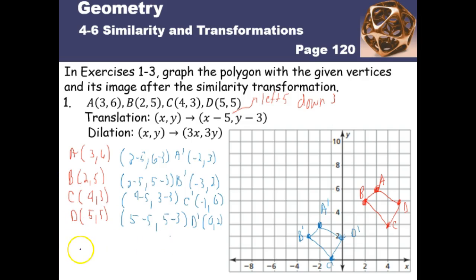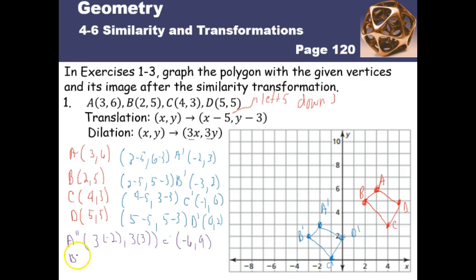Okay, so I'm going to find A double prime. I'm going to take A prime and multiply each coordinate by 3, because this is saying by 3. A prime is negative 2, 3, so it's going to be 3 times negative 2, and then 3 times 3, because it's the point negative 2, 3.